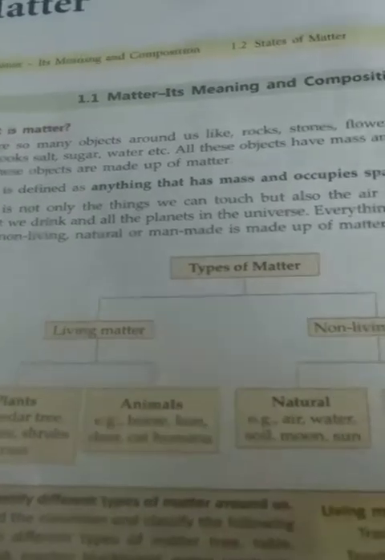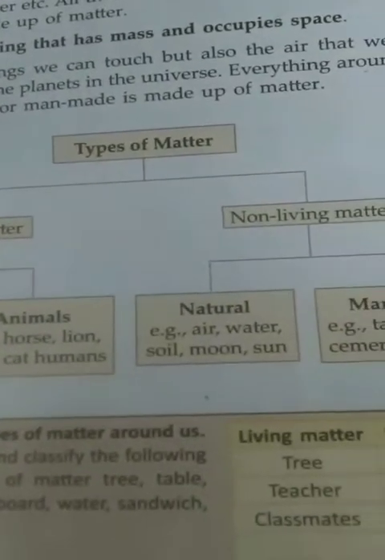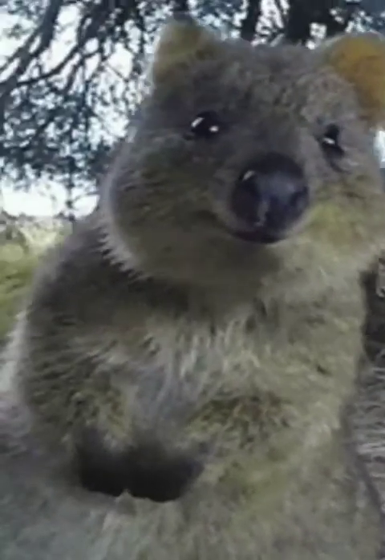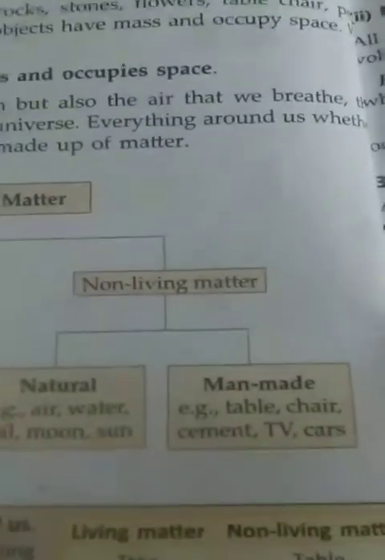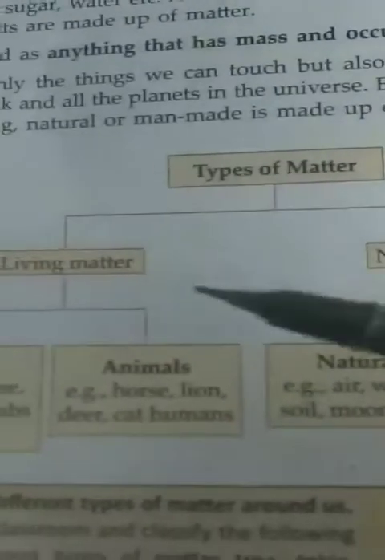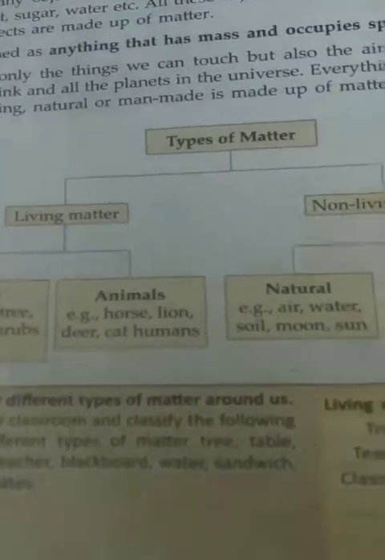Second thing, matter is of two types, living matter and non-living matter. In case of living matter, plants and animals are considered. In case of non-living, natural and man-made. Through which we come to know that all the objects present on this earth are matter.